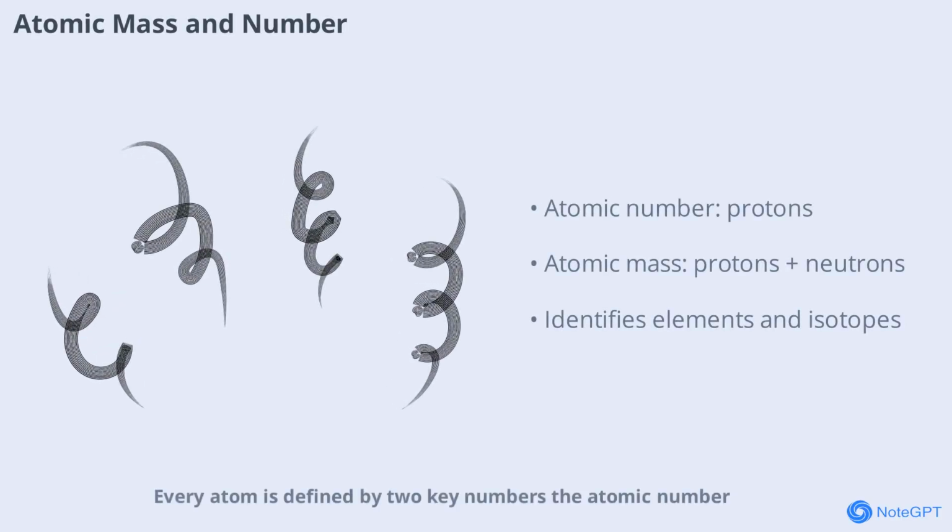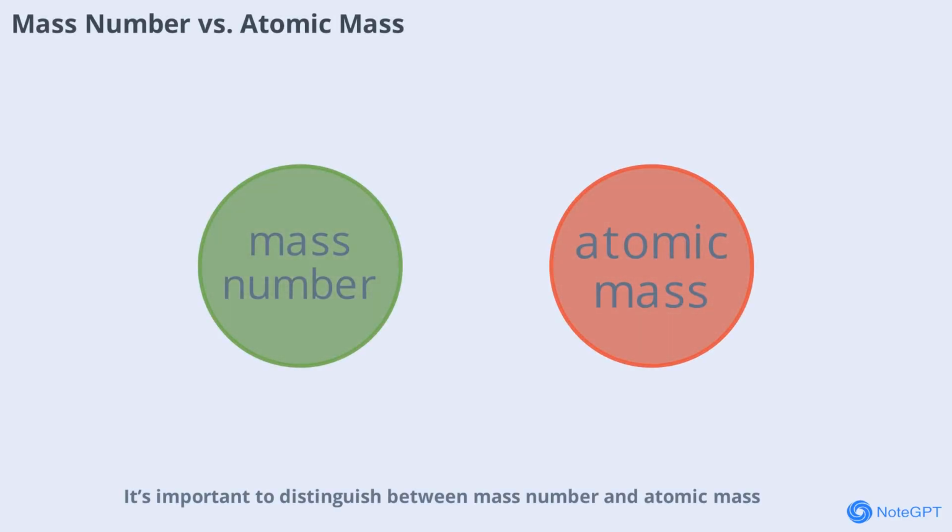Every atom is defined by two key numbers: the atomic number, which is the number of protons, and the atomic mass, which is the total number of protons and neutrons. These numbers help identify elements and their isotopes. Atomic mass is important for calculations in chemistry and physics, while atomic number determines an element's place in the periodic table.